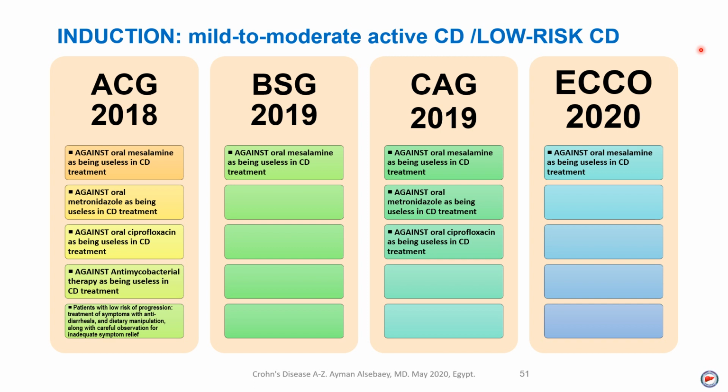The guidelines now say avoid antibiotics in the treatment of Crohn's disease. Okay? Against oral metronidazole, against oral ciprofloxacin, against antimycobacterial therapy. This is the ECG. And also the CEG said the same, avoid metronidazole and avoid ciprofloxacin. Mesalamine, avoid. Antibiotics, also avoid them. Okay, we will come to the other parameter, which is steroid.